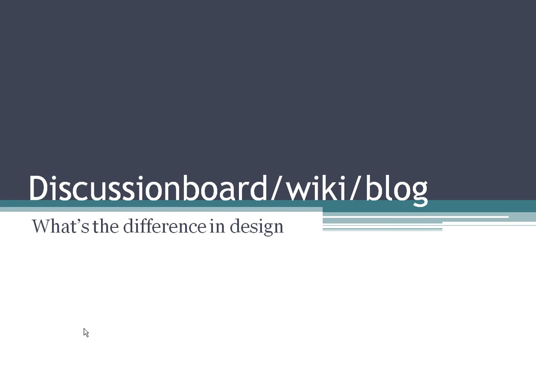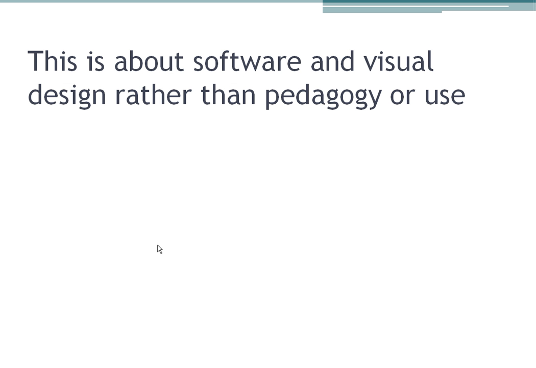So this presentation is just a short exploration of the differences between discussion boards, wikis and blogs in terms of their design and their layout and their operation and how the user works with them. I've become increasingly interested in this, so we're not dealing with a pedagogical use here. I just want to point that out really.